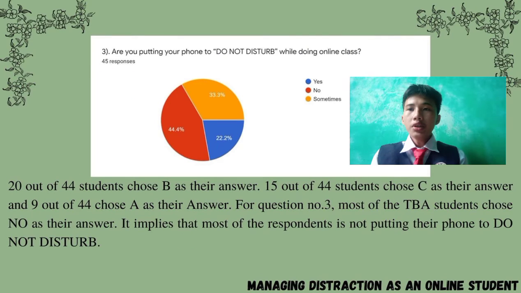For question number 3, are you putting your phone on do not disturb while doing online class? 20 out of 44 students chose B as their answer. 15 out of 44 students chose C as their answer. And 9 out of 44 students chose A as their answer. For question number 3, most of the TBA students chose no as their answer. It implies that most of the respondents are not putting their phone on do not disturb.